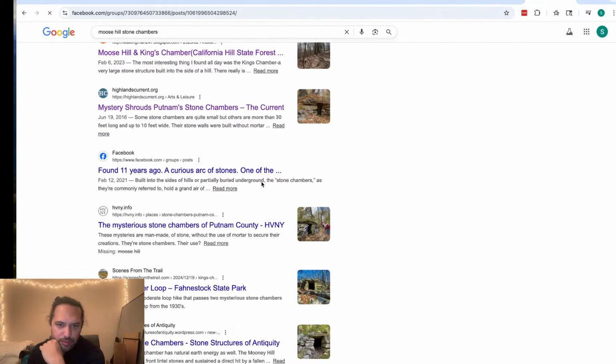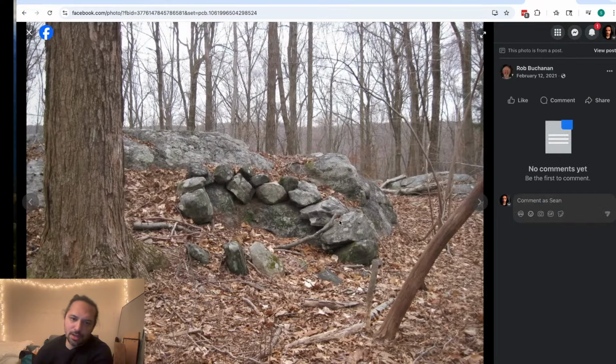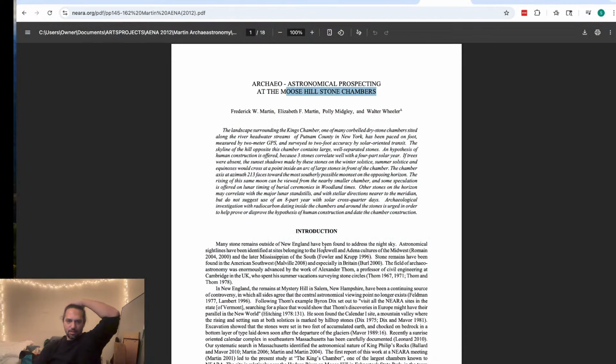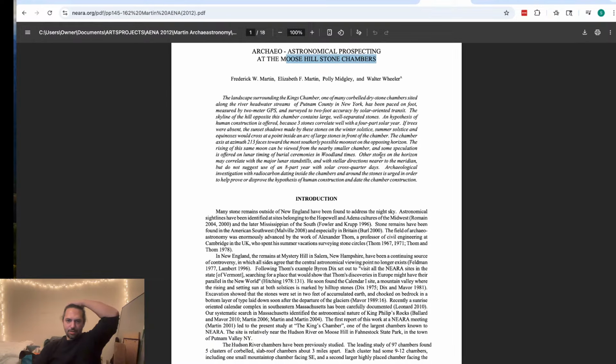Curious arc of stones. One of the many structures that can be found in the general vicinity of the Moose Hill King's Chamber in Putnam County, New York. Here's the thing. See, this kind of thing. Yeah, more archaeology needs to be done. This must be what this paper is talking about, right? This paper here. Didn't it mention a ring?